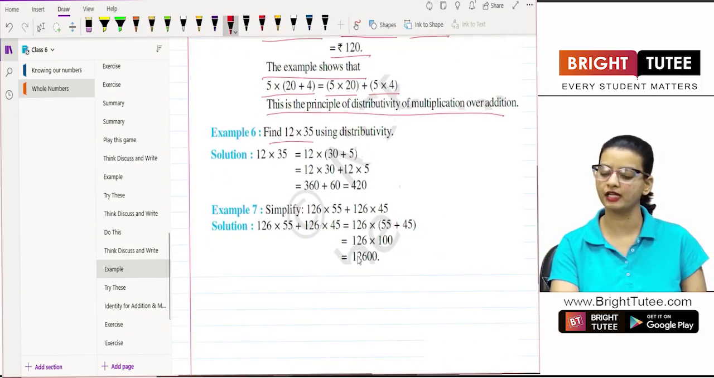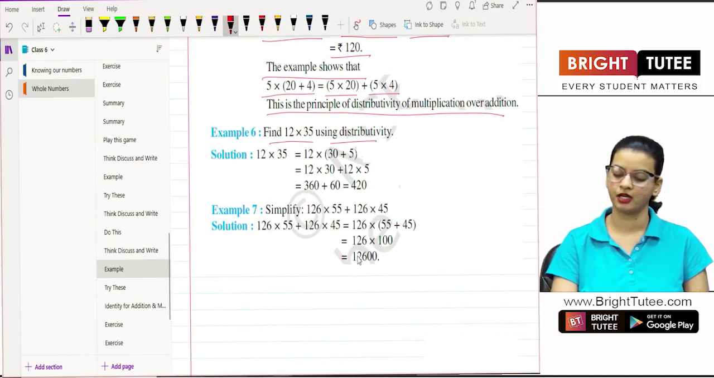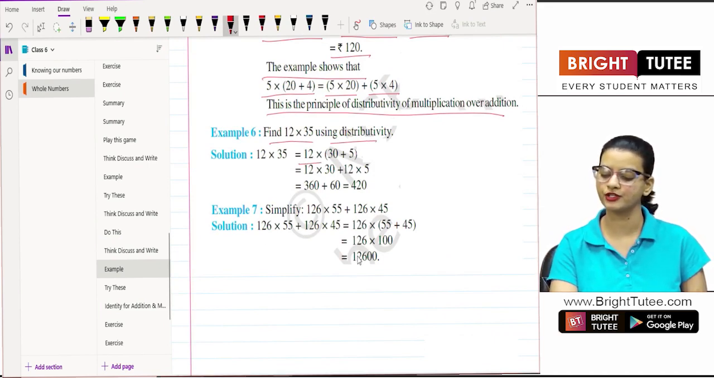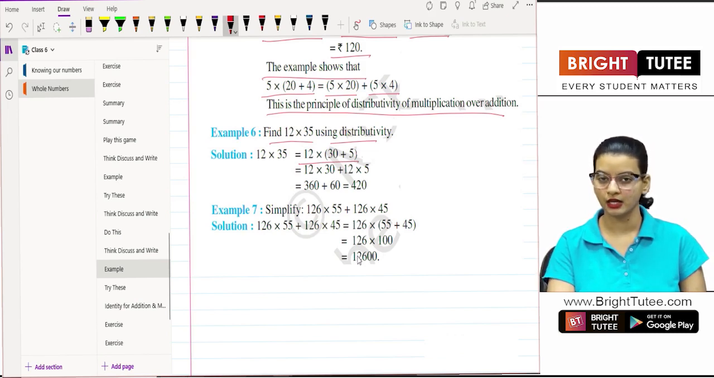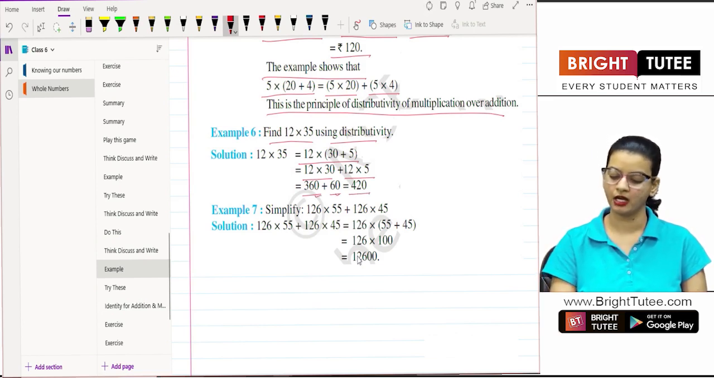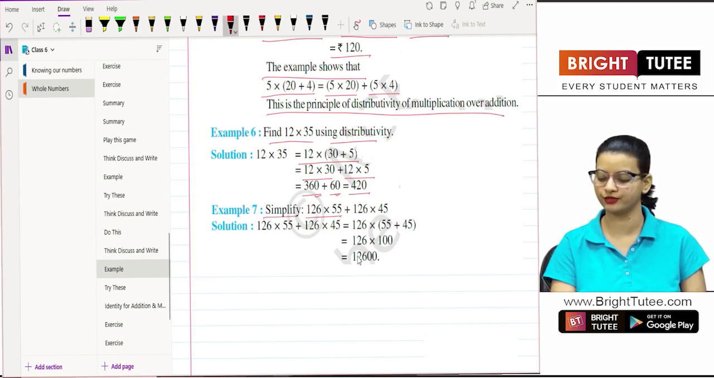We have to find 12 into 35 using distributivity. So how can we write this? We can write this as 12 into 30 plus 5, right? So we can do it as 12 into 30, okay, plus 12 into 5. Now 12 into 30 is 360 and 12 into 5 is 60. So we have got 360 plus 60, that is 420. Another one is we have to simplify 126 into 55 plus 126 into 45. Okay, so how can we simplify this?